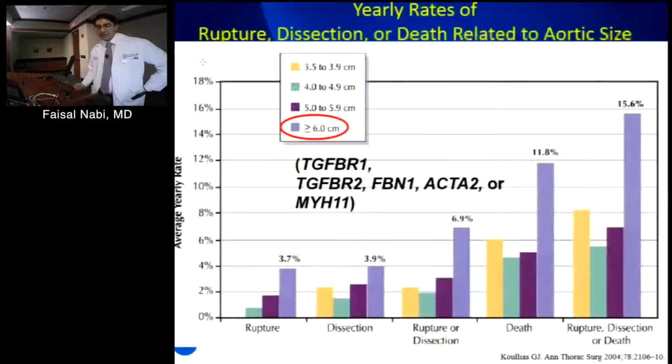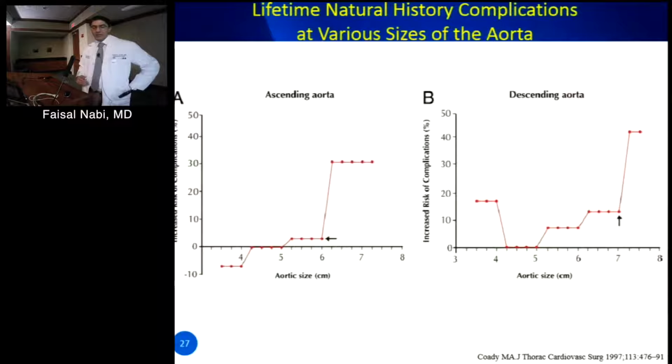Now, what's interesting, this is a graph looking at risk of complications with thoracic aneurysms. What's good to know is that these complications really can occur at any size. But really, the takeoff where you have the most complications starting is around 6 centimeters. And this is just another graph also highlighting that point. If you look at the ascending aorta, that's where the risk of complications really jumps. It starts at around 5 to 5.5 and really takes off after 6 centimeters. In the descending aorta, it's around 5.5 and then really takes off after 7.